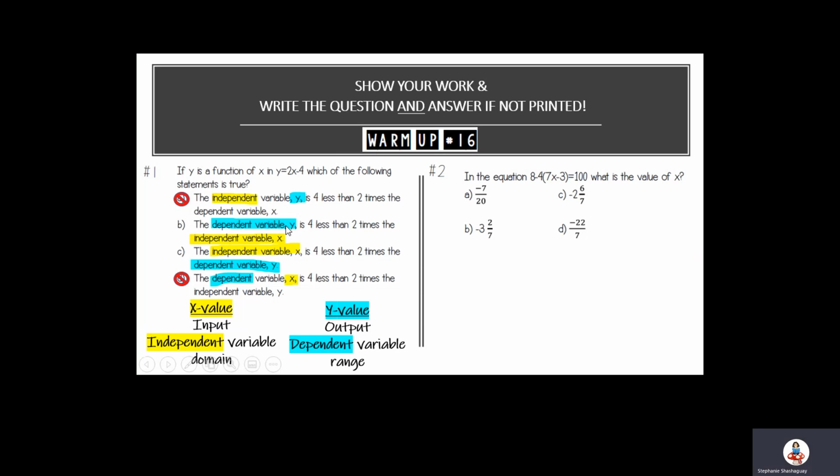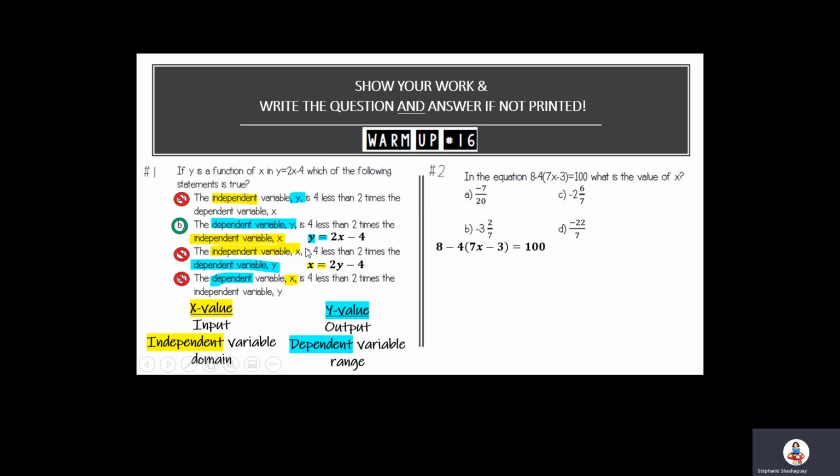B says the dependent variable y is 4 less than 2 times the independent variable. So that would look like y is equal to 2x minus 4. And C would look like x is equal to 2y minus 4. So if I'm looking at my function up here, I know that my answer is B. Because the dependent variable y equals 4 less than 2 times the x value.